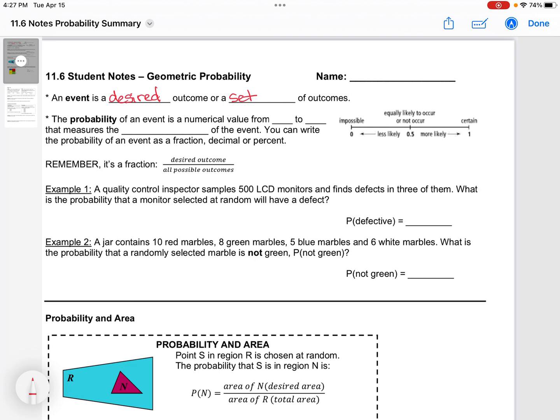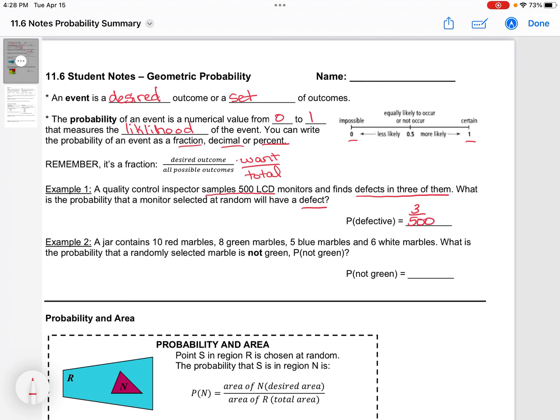The probability of an event is from 0 to 1, 0 being impossible, 1 being certain. That's the measure of likelihood. So your fraction, decimal, or percent is going to be what you want to have happen over all the things that could happen. So, for example, if you have 500 samples of monitors, 3 of them are defective. The probability of one being defective is 3 out of 500.